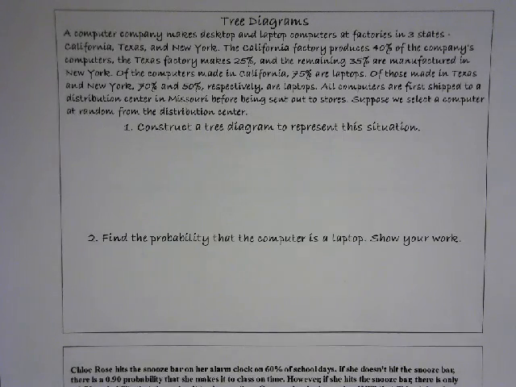All right, so this first example says a computer company makes desktop and laptop computers in factories in 3 states, California, Texas, and New York. The California factory produces 40% of the company's computers. The Texas factory makes 25%, and the remaining 35% are manufactured in New York.